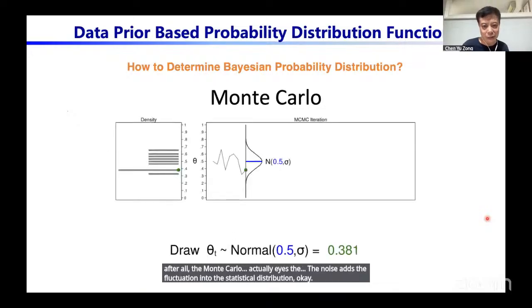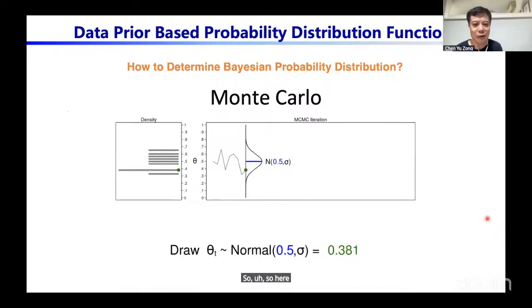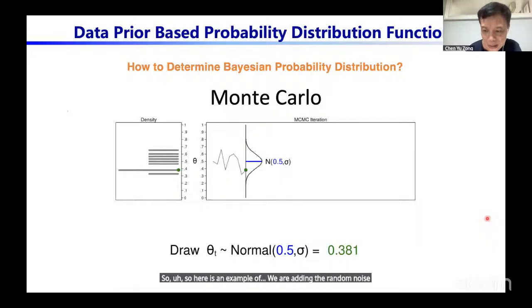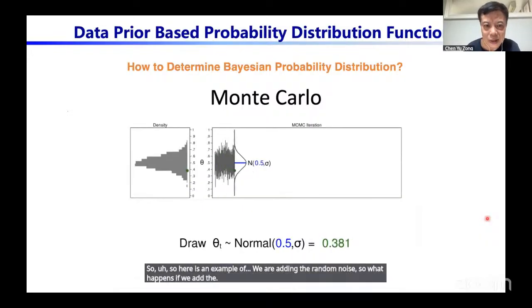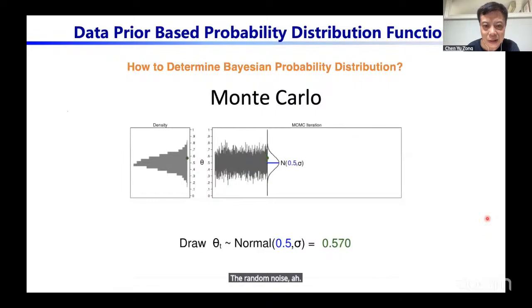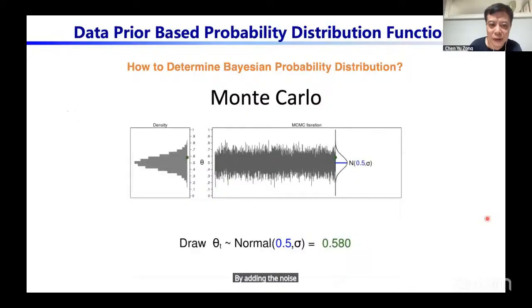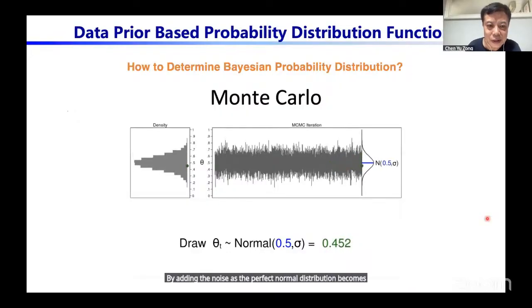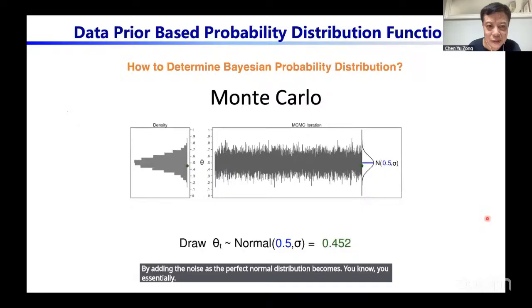Okay, so here is an example of us adding the random noise. So what happens if we add the random noise? You can see that by adding the noise, the perfect normal distribution becomes essentially blurred into the shape you can see on the left side. Let me replay it again.